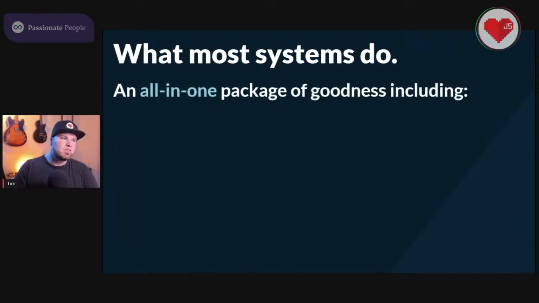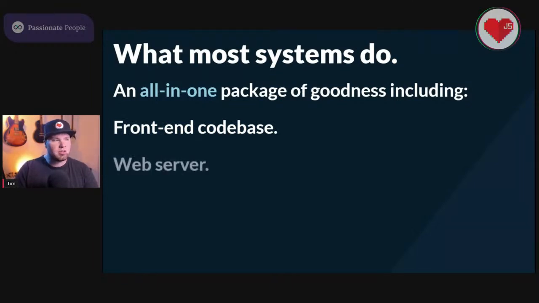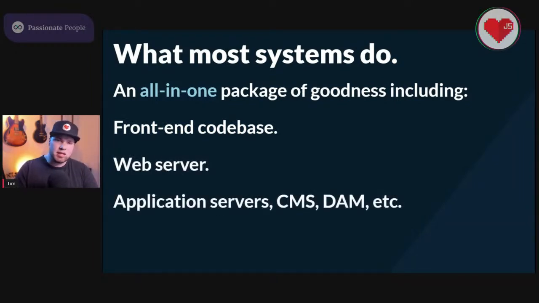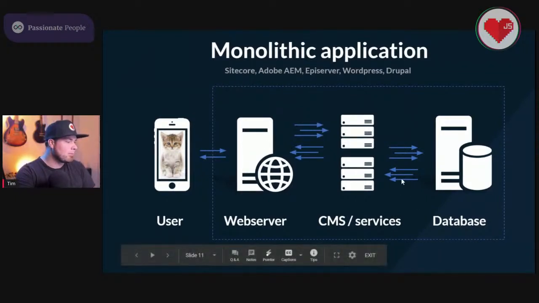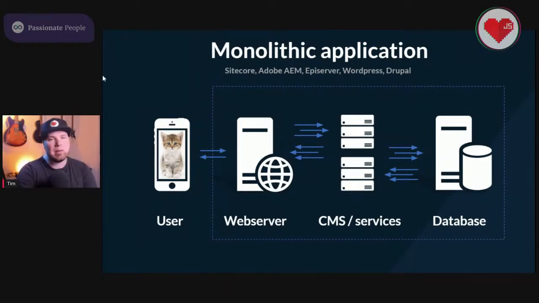They're an all-in-one package of goodness. It has all the front-end code base. It has a web server. It has application servers, CMS, digital asset management, product stuff, a bunch of databases, right? So we all know this. All the big players like Adobe AEM, Sitecore, Drupal, but also WordPress, from small to big size, they all did this monolithic approach.